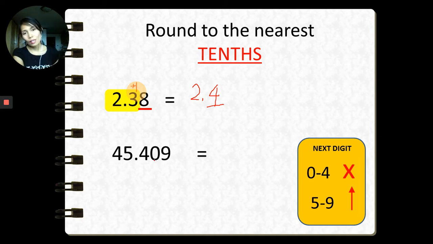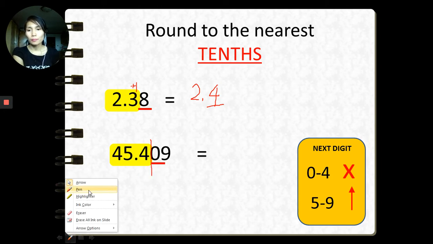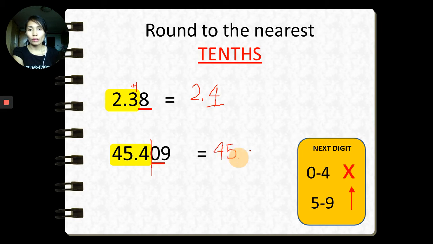Next, 45.409. Let's round this to the nearest tenths. Tenths is only up to 4. So are we going to round up or down? Based on the next digit, it is 0. So that means we have to round down. So just copy and we will not add 1, because we're rounding it down. So it's 45.4 or 45 and 4 tenths. So that's it.